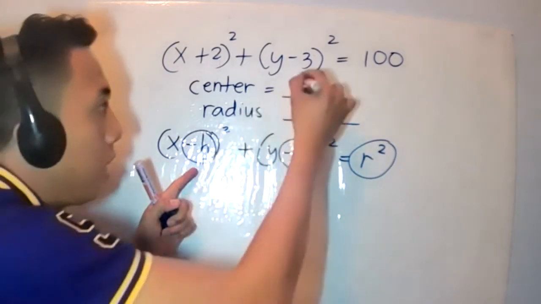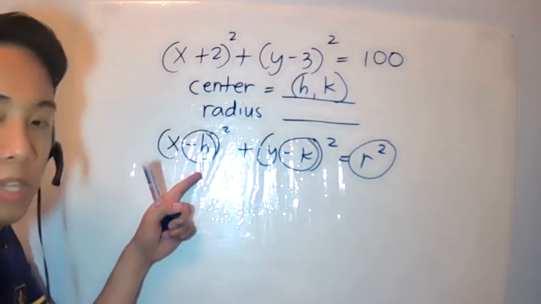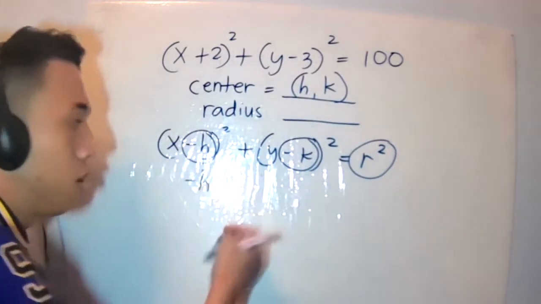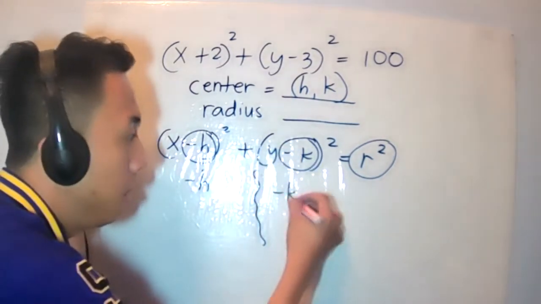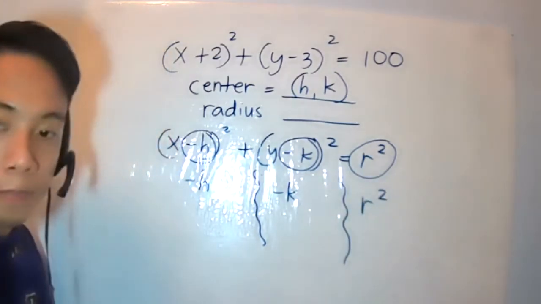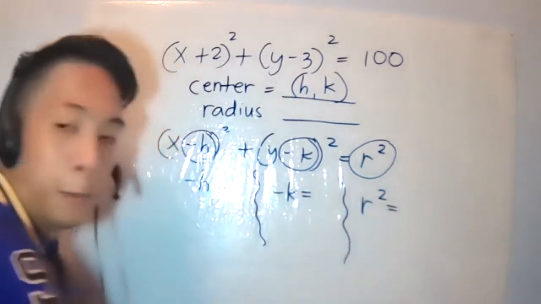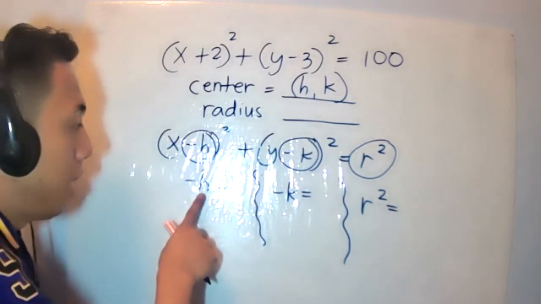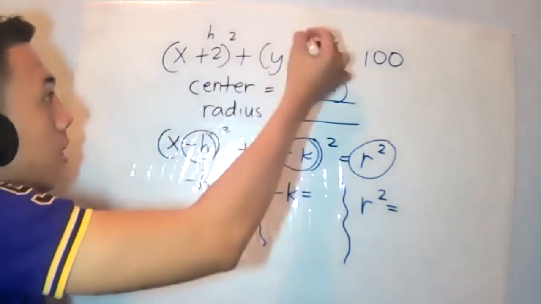Center, we have h, k. So we need to find h, k. Our h here is negative h. Here is negative k. And here is r squared. Listen well because we have an activity after this. Our given negative h is this. This is our h. This is our k.